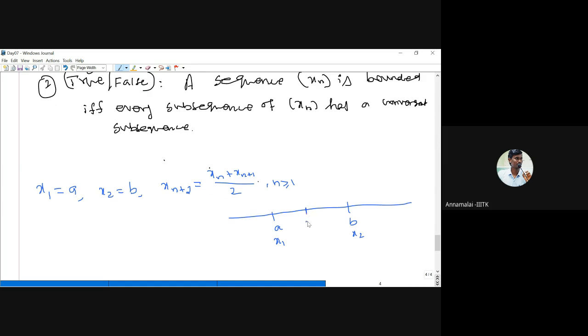What is x_3? It is nothing but the average, so this is our x_3. What is x_4? The average of x_2 and x_3, therefore this is our x_4. What is x_5? The midpoint of x_3 and x_4, so x_5 is here. Then x_6 is this midpoint, x_7 is here, and so on. So what can you say about this sequence now? After a certain stage, all the sequence terms are very close, right?